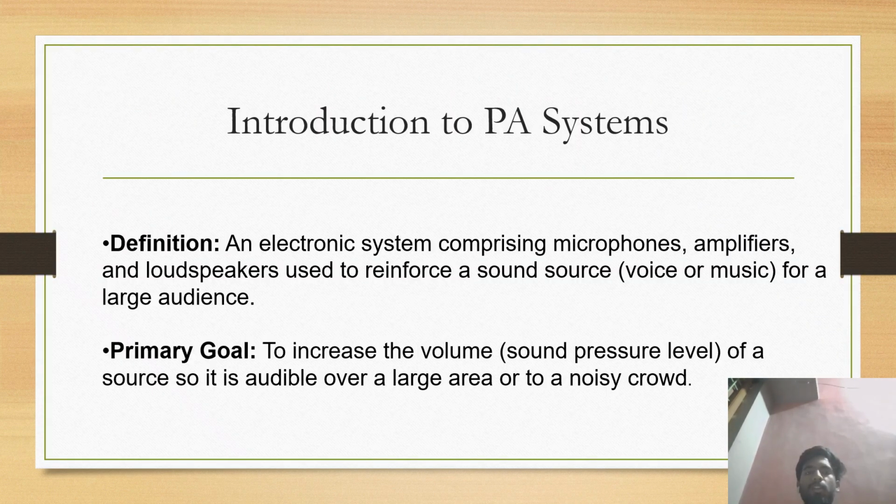Introduction to PA systems. Definition: an electronic system comprising microphones, amplifiers, and loudspeakers used to reinforce a sound source for a large audience. At its simplest, a PA system is a distribution system for sound, whether it's a principal making an announcement in school or a pilot communicating with the passengers. Both are the same. The primary goal is to communicate to a large audience or a noisy crowd.